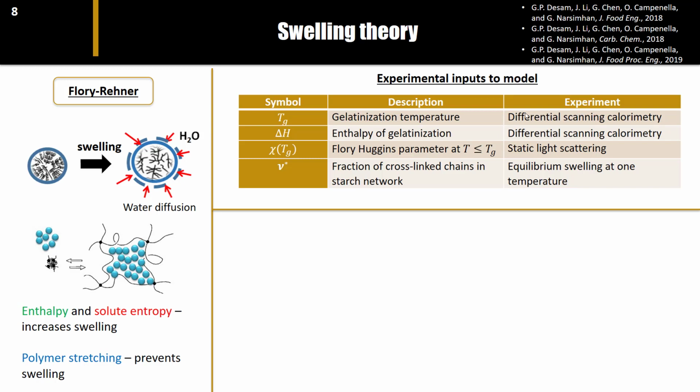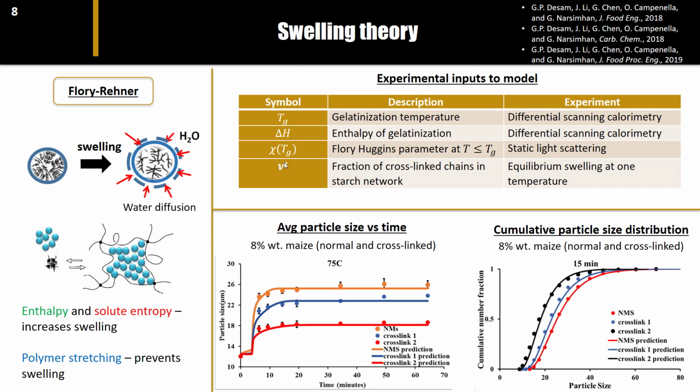Now, these 4 physical properties of the granule can be experimentally measured, and in fact, we did that by performing differential scanning calorimetry for these 2, and also static light scattering, for example, for this. But these physical properties also have been tabulated in literature for several starches, so you can also just look this up in several papers. But if you know these 4 physical properties of the starch granule, we can now use our Flory-Rehner swelling theories and look at, for example, how the particle size varies as a function of time for different starch varieties. And we get quantitative agreement between the experiment and theory.